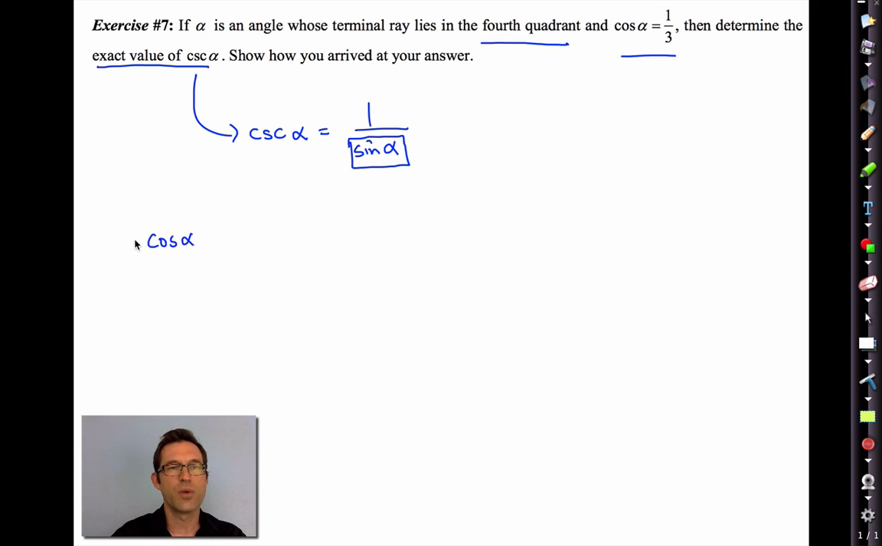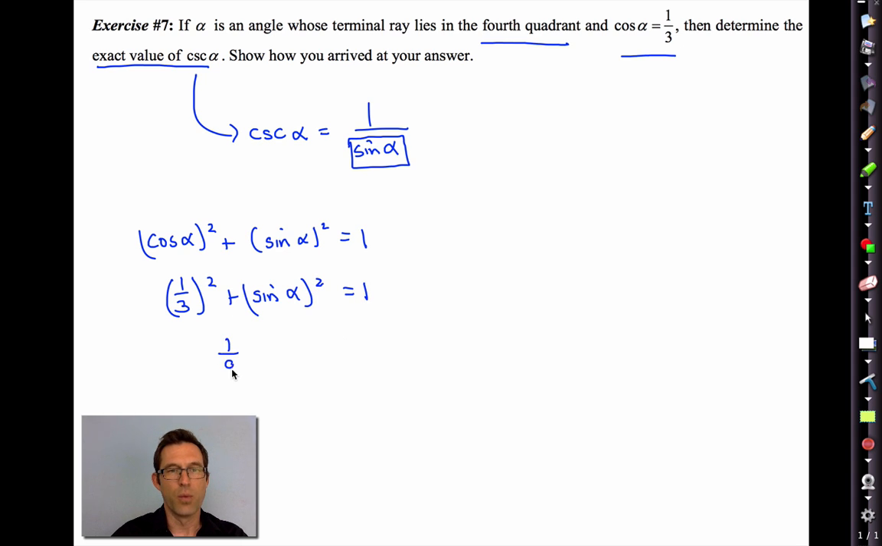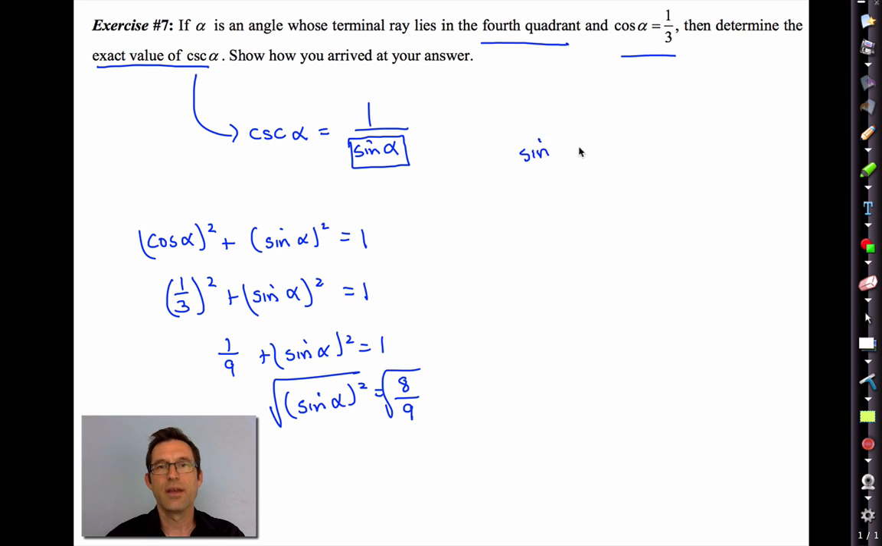As usual, in this case, what we do is we use the Pythagorean identity, cosine squared plus sine squared is equal to 1. So I'll get 1/3 squared plus sine alpha squared is equal to 1. That'll be 1/9 plus sine alpha squared equals 1. Subtract 1/9 from both sides, and I'll get sine alpha squared is equal to 8/9. Take the square root of both sides, and I'll get sine alpha is equal to plus or minus the square root of 8/9.